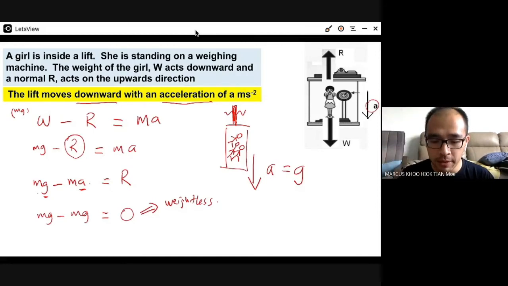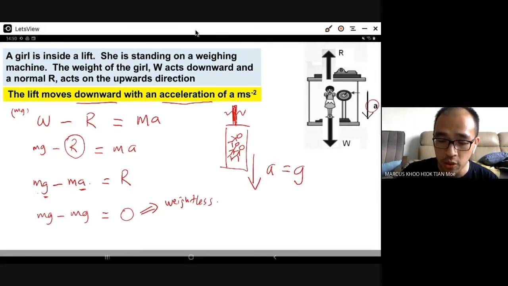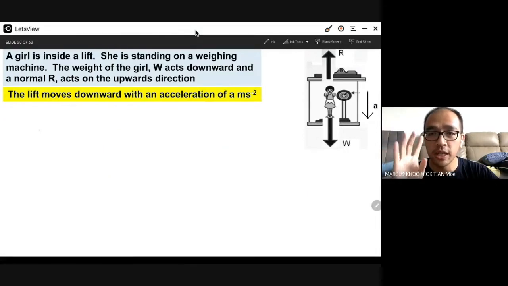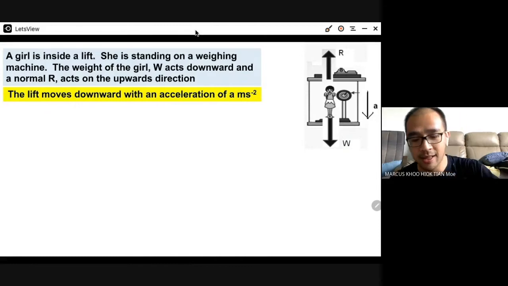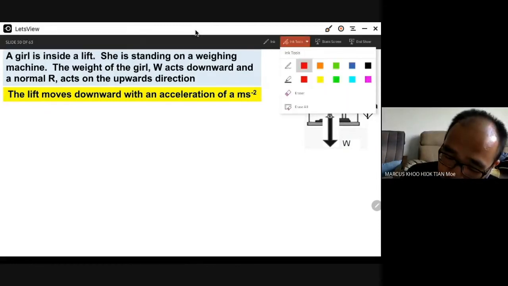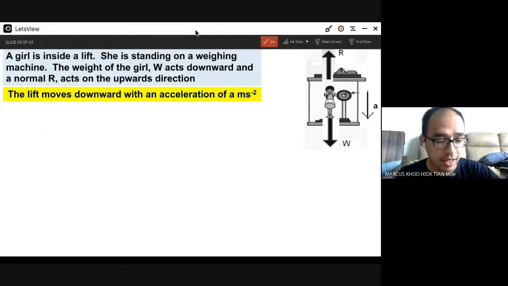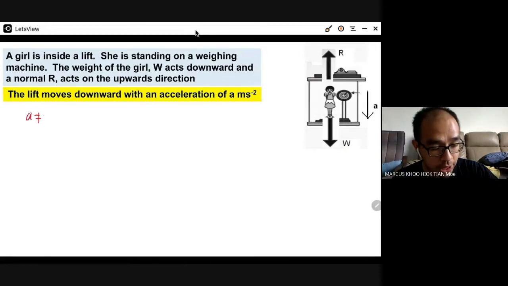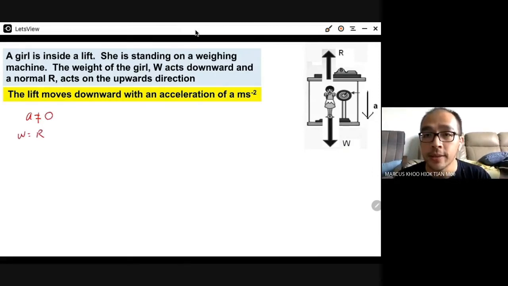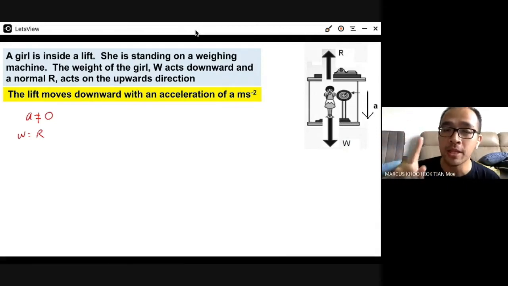So let me summarize this in an easier way to understand, which you actually have in your notes. In short, in a lift situation, if there is no acceleration, W equals R. But there are two situations where there's no acceleration. Those of you who still don't understand what no acceleration means, go and ask Wilson. Wilson is good at this already.